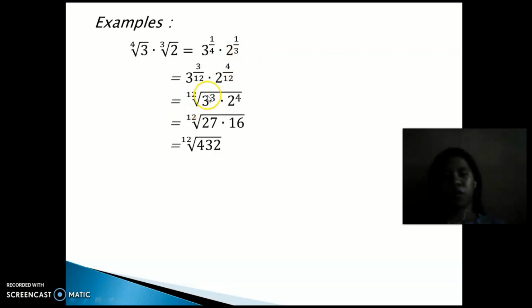So we're just going to transform again like this. The 12th root of 3 raised to 3 times 2 raised to 4. So we're going to multiply 3 by itself. 3 times 3 times 3, we have 27. Then 2 times 2 times 2 times 2, we have 16. If we multiply 27 times 16, we have 432. So the index is still the same.